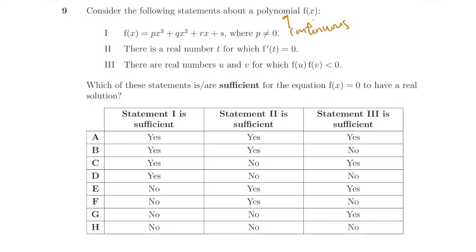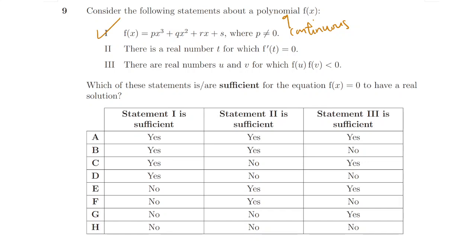Option 1. So f(x) is a cubic where p is not 0, so it must be a cubic. Must it have a real root? I think so, right? Because cubics, it must pass through the x-axis somewhere, right? So 1 is sufficient, indeed, right? There's no way that you can draw a cubic without passing through the x-axis, right?